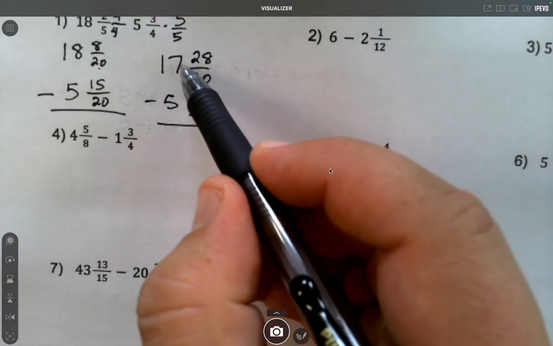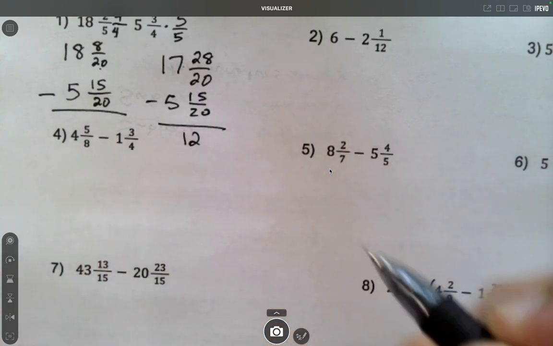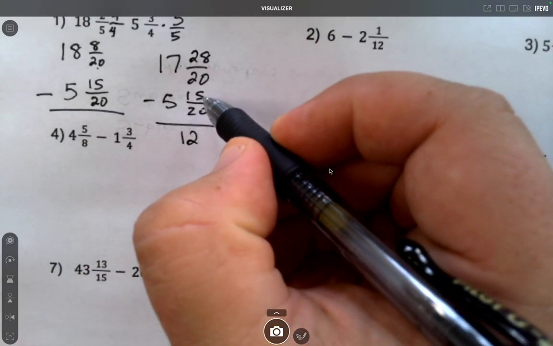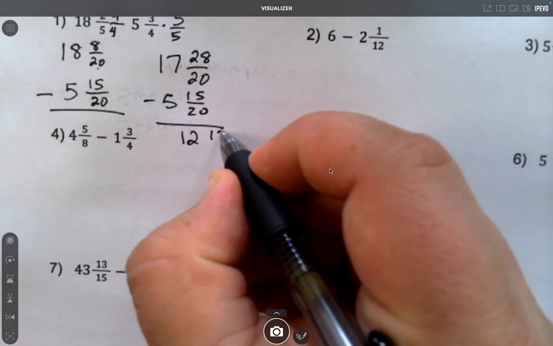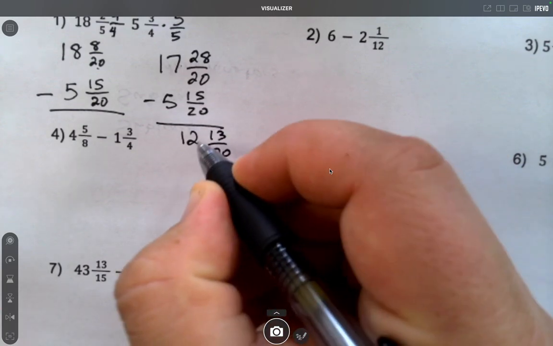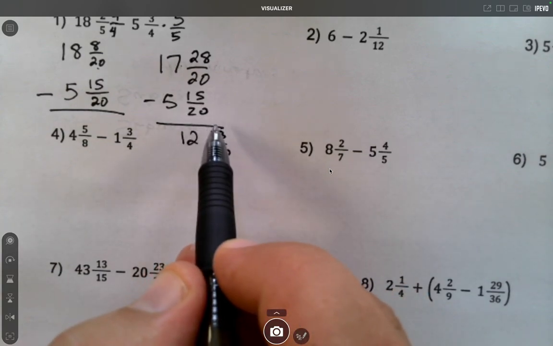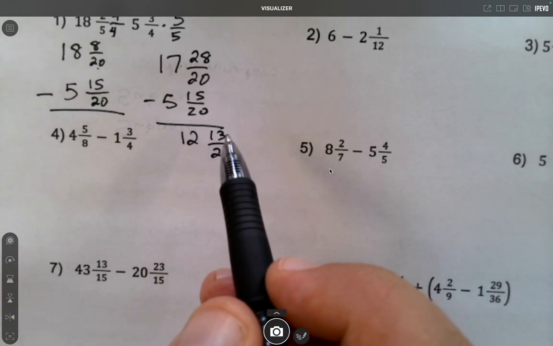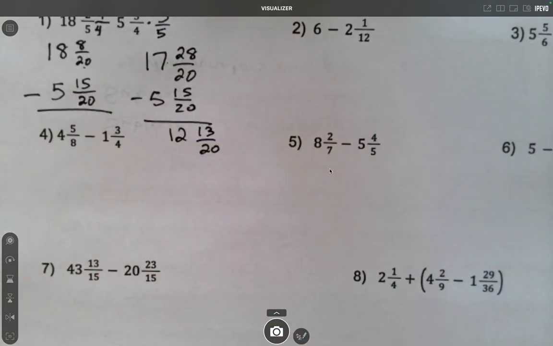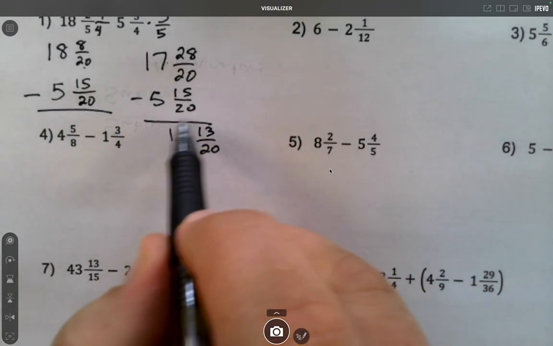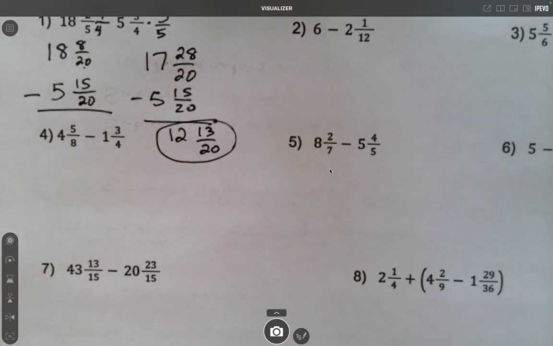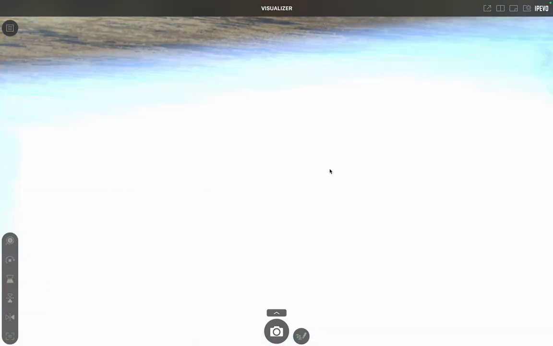Okay, so I'll subtract 17 minus 5 and get 12. 28 minus 15 is 13, and we leave the denominator the same. And that's not an improper fraction, so we are finished. Our answer is 12 and 13 over 20. We'll go ahead and fill in the front, so we just focus on the back.